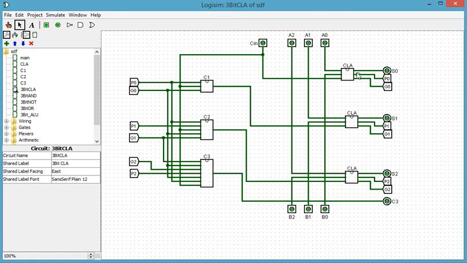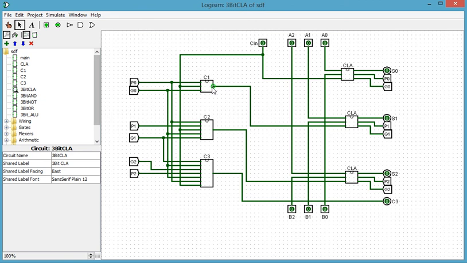Now, the outputs for these CLAs go to the inputs for these. So for example, this P0 for the first carry look-ahead goes into this tunnel right here, and it comes out here and is fed into C1, C2, and C3. And the same is true for G0. That G0 tunnel connects over here, and we feed into C1, C2, C3. And then for our second CLA, we have the same thing going on with P1, which gets fed directly into C2, and for G1, which ends up going into C2 and C3, and then again for P2 and G2. So that's pretty much all there is to the CLA.